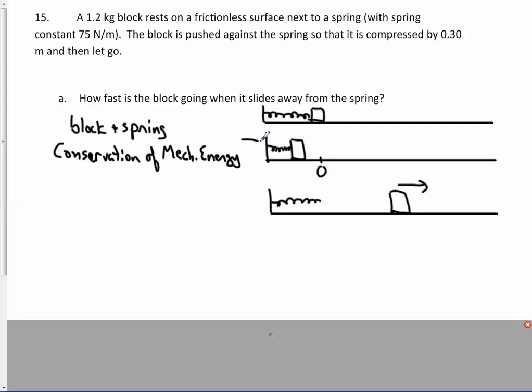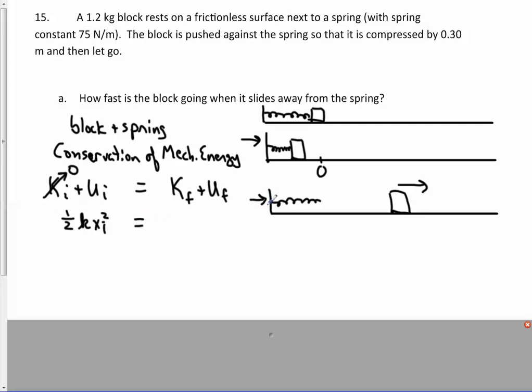So the amount of mechanical energy in this picture has to equal the amount of mechanical energy in this picture. So we can do a Ki plus Ui equals Kf plus Uf kind of equation. Now, initially, the object is at rest. It's got no kinetic energy. It's all spring potential energy, so it's 1/2 K xi squared. That's the formula for potential energy of a spring.